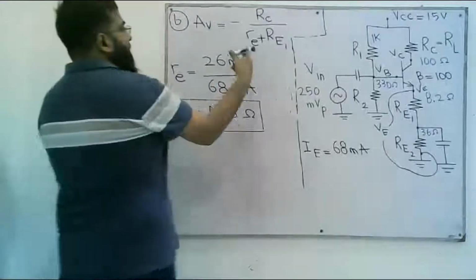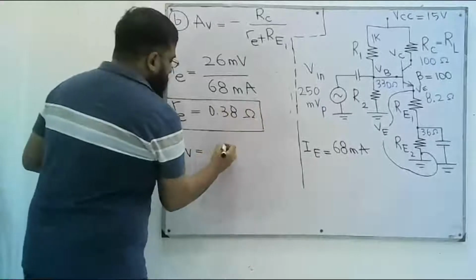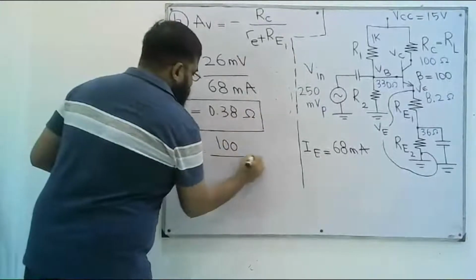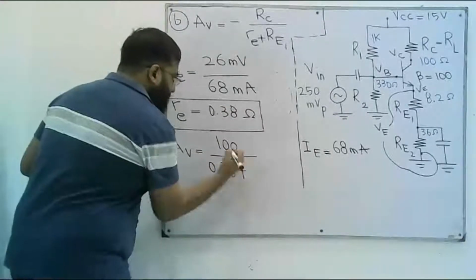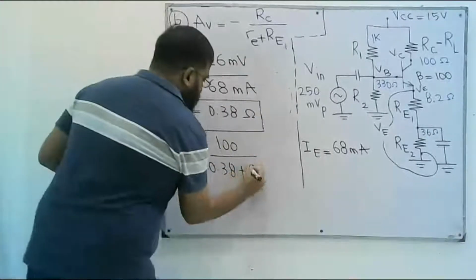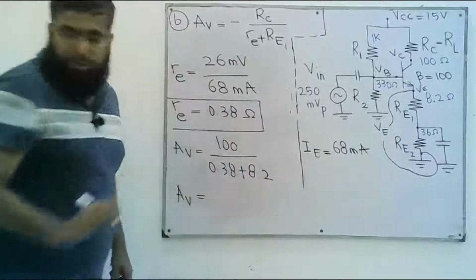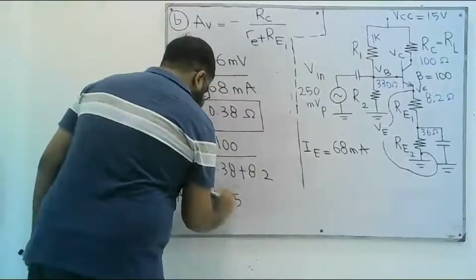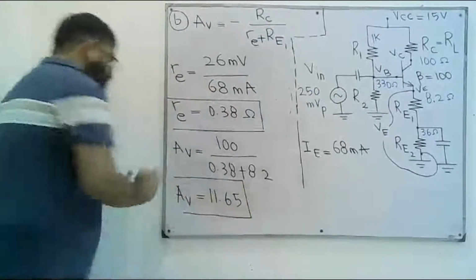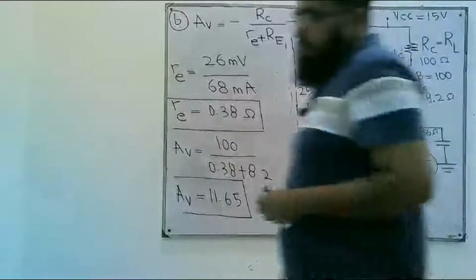And then if you plug this value of re here, AV comes out to be RC, that is 100 ohms, divided by small re, 0.38, plus RE1, 8.2 ohms. So I've computed AV for you, it comes out to be 11.65. So AV comes out to be 11.65, which is the voltage gain.